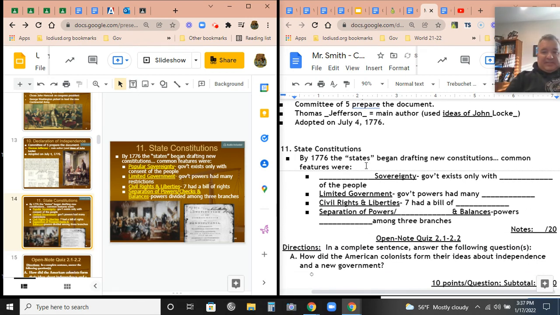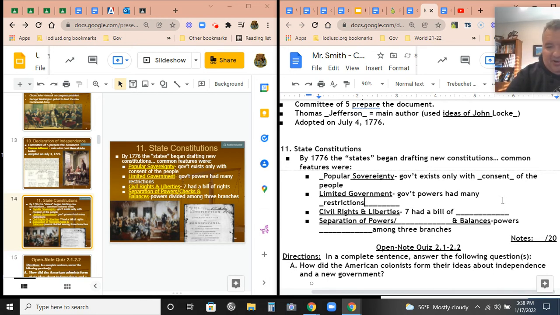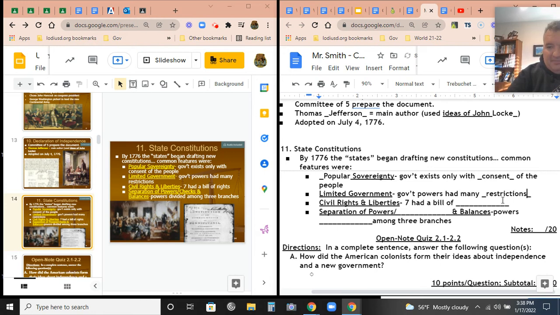By 1776, the states began drafting a variety of new constitutions. Some of the common features are popular sovereignty. Remember, as stated last unit, popular sovereignty is consent of the people. So it's kind of in review. Limited government. Government power had many restrictions because there was a concern of government overreaching because of how the British were teaching them.